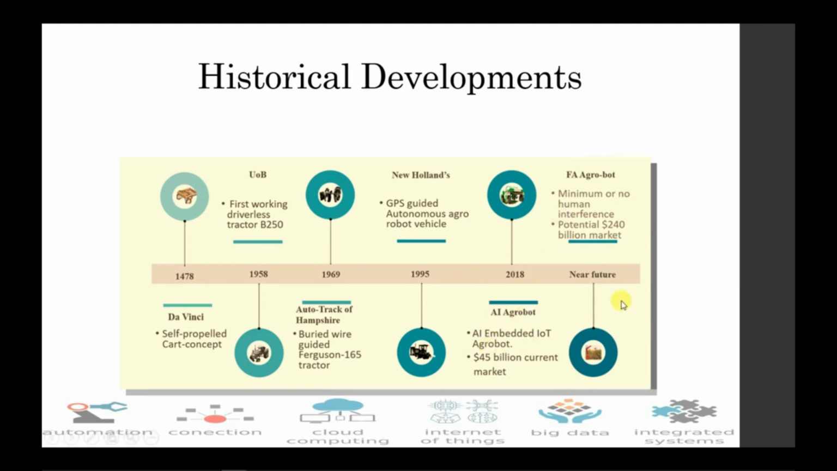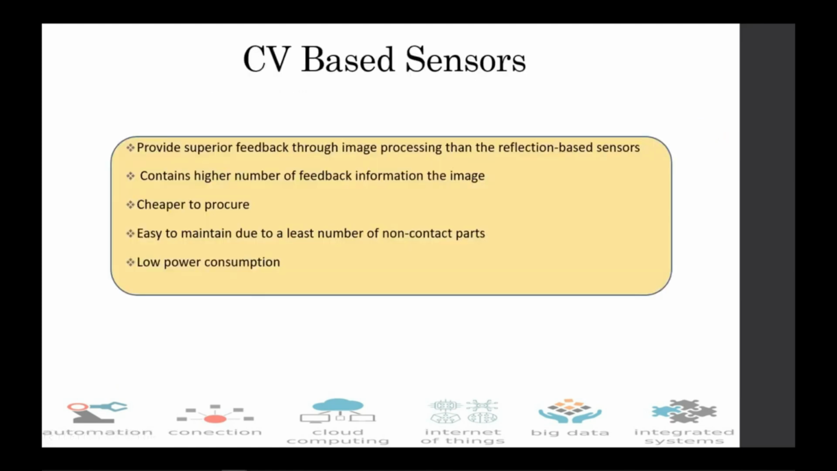In 2020, there is a 240 billion pound market potential. My robotic project is just a small part of this bigger picture. I have used a computer vision sensor, a webcam, and this is my one and only sensor in my robot. Here I provided some justification for why I used the webcam rather than its counterparts, the reflection-based sensors like IR sensors, sonar sensors, and lidar sensors.